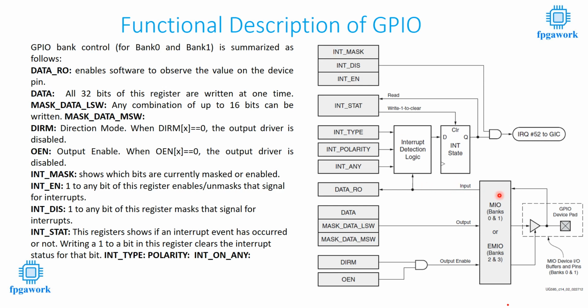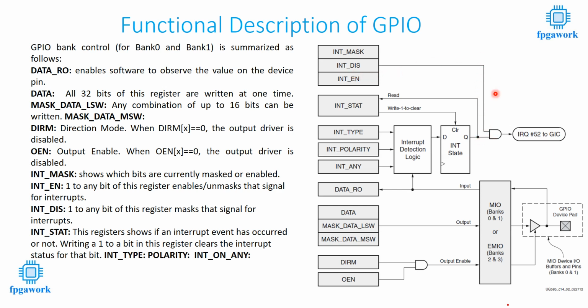So let's have a very quick overview of how the interrupts work. If an interrupt occurs, it will go to the interrupt detection logic. That logic will be generated based on these three registers, and that interrupt will go to the interrupt state, and it will interrupt. That interrupt is ended via this signal.